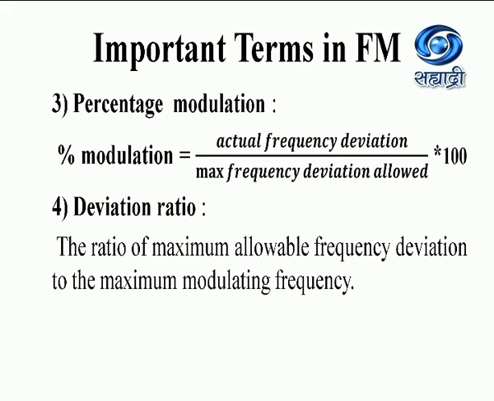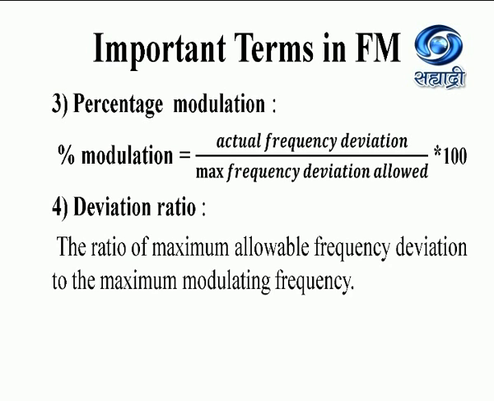Next is percentage modulation. We can calculate percentage modulation in FM also. The percentage modulation is calculated by the actual frequency deviation divided by the maximum frequency deviation allowed, multiplied by 100. The numerator is the actual frequency deviation, meaning how much the carrier frequency will change, divided by the maximum frequency deviation allowed. This is the range of the frequency where frequency deviation is allowed, and if you multiply with 100, then we will get the percentage modulation in FM.